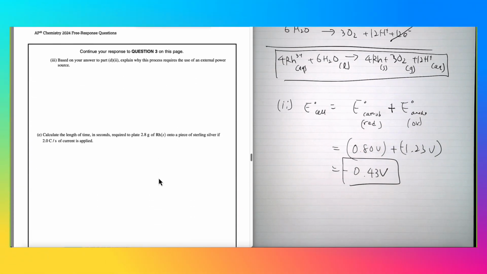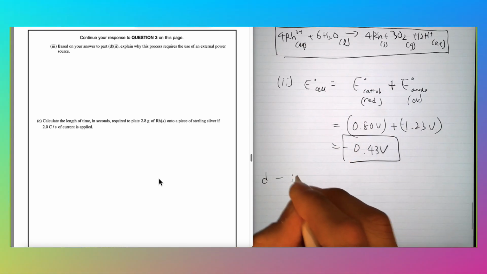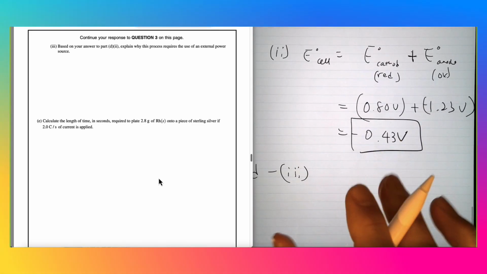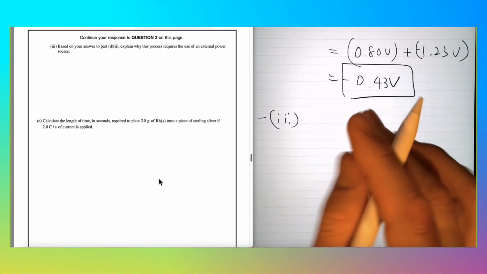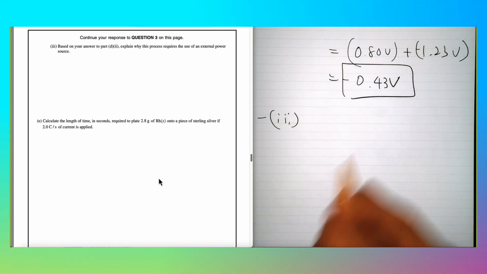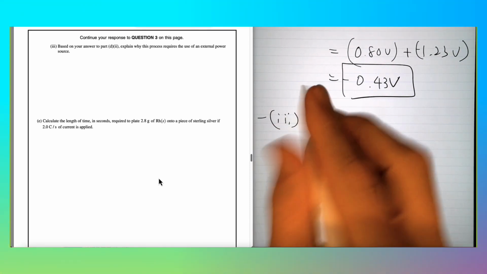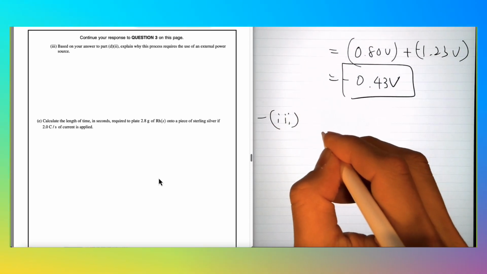And the next part in D3 is asking you, based on the previous answer, explain why the process requires the use of external battery source. And because E0 cell is negative, this is not spontaneous. And for that, we can equate this to the delta G.